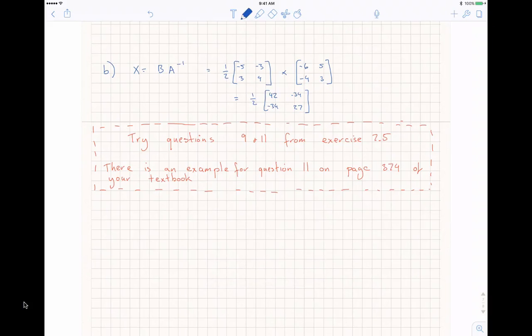Okay, so if you want, there's another example for question 11 here on page 374 of your textbook. It's quite good. So try questions 9 and 11 from 7.5. If you get stuck with question 11, have a look at that example.